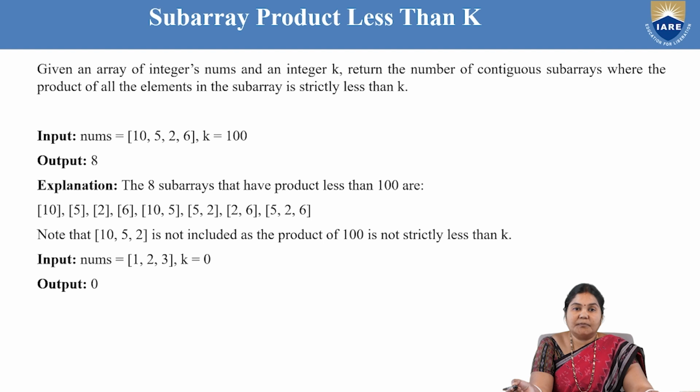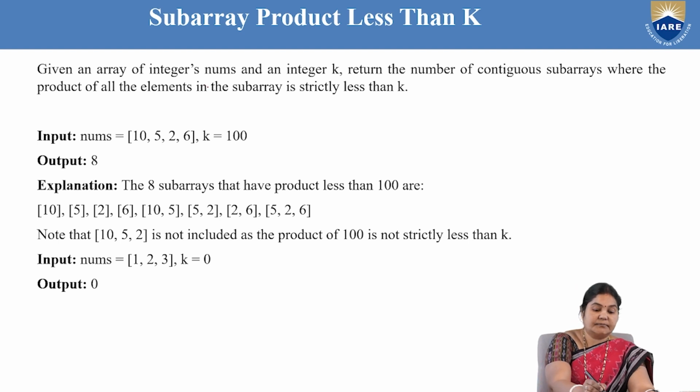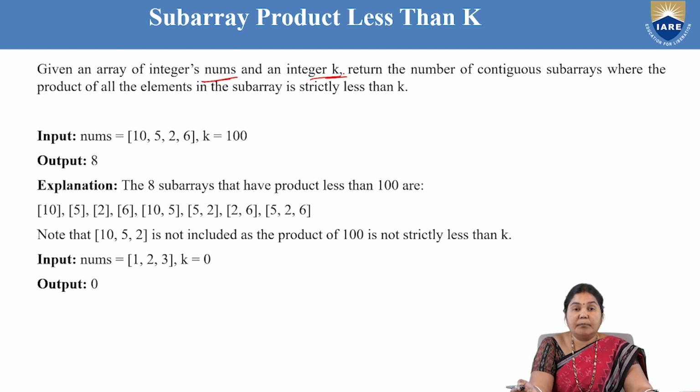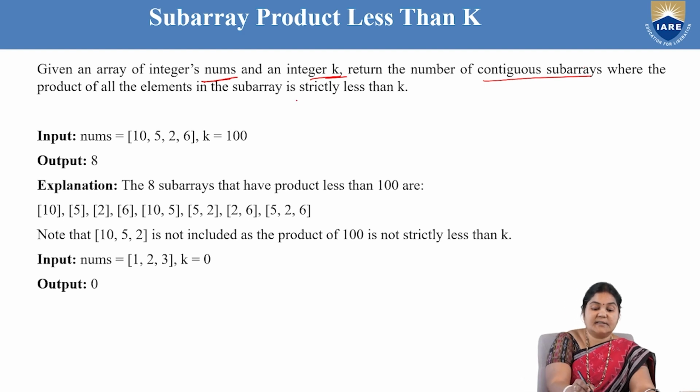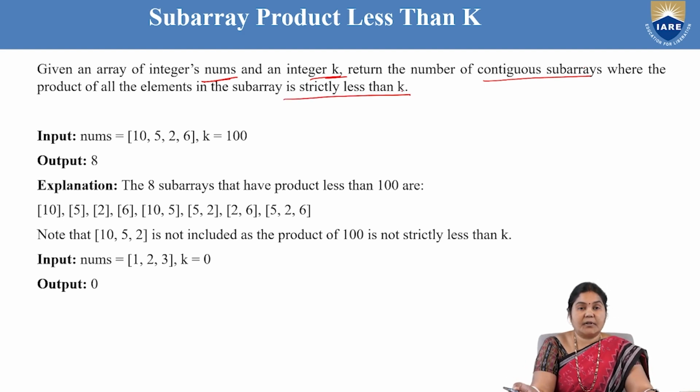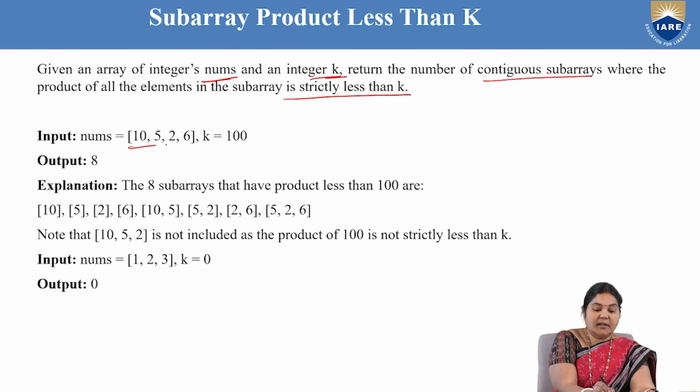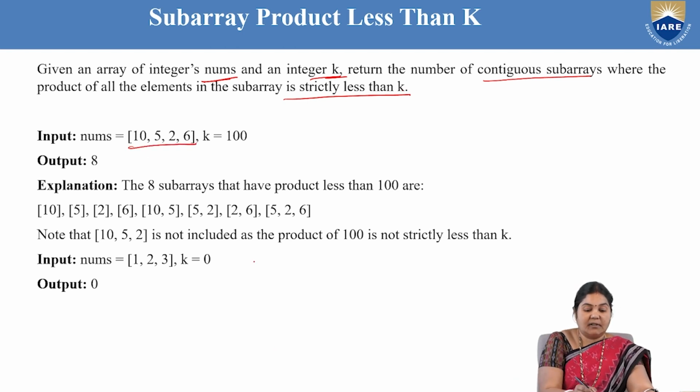Now the next problem that we are going to discuss is called subarray product less than k. Now let us understand the problem statement first. Given an array of integers nums and an integer k, return the number of contiguous subarrays where the product of all the elements in the subarray is strictly less than k. Now, you have been given a nums array containing these numbers and the product should be strictly less than k.